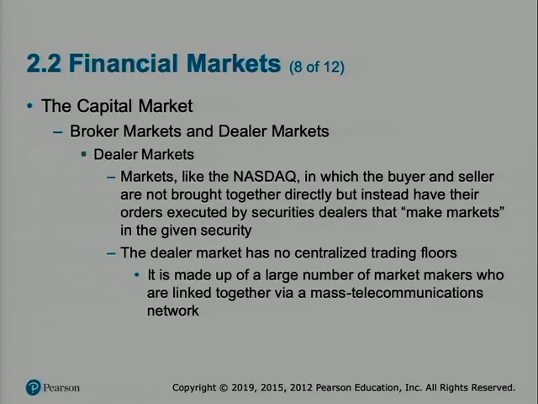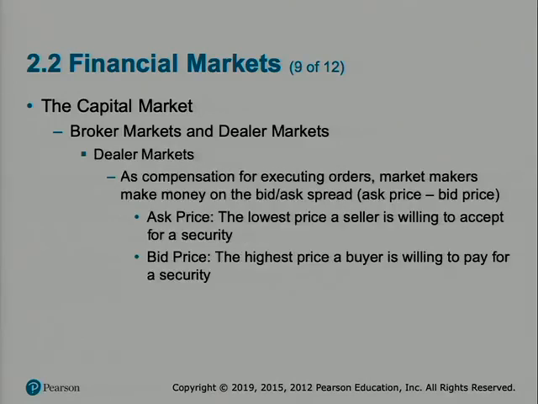In each case, whether it's the dealer market or even the broker market, these people make money through the spread. The compensation is the spread, which is the difference between the ask and the bid price. It's a basic concept: think of the financial broker or market maker as a business person. They want to buy at the cheaper price and sell at the higher price. Okay? So the ask price is the lowest price the seller is willing to accept for a security, and the bid price is the highest price a buyer is willing to pay for a security.